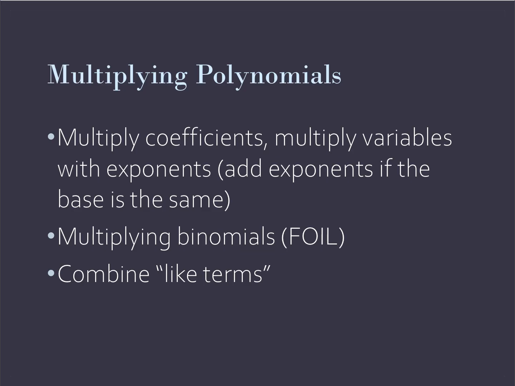We've already multiplied same bases. What do you do when you're multiplying same base? What do you do to the exponents? Add them. Okay, multiply coefficients, then multiply the variables. You're going to add the exponents. We've already talked about this. When you have two binomials, that means two terms in one parenthesis and two terms in another parenthesis. Use the FOIL method, and then we're going to combine like terms.